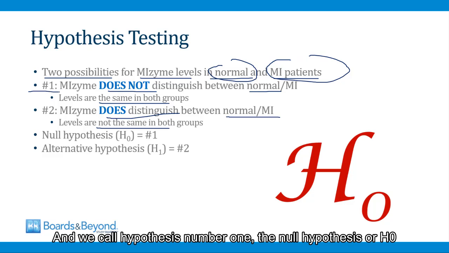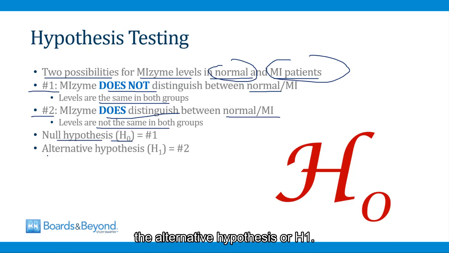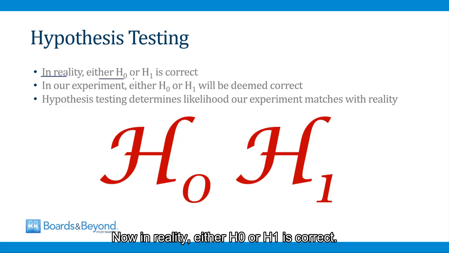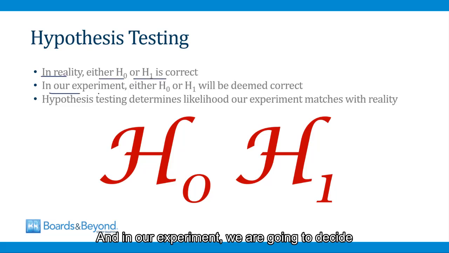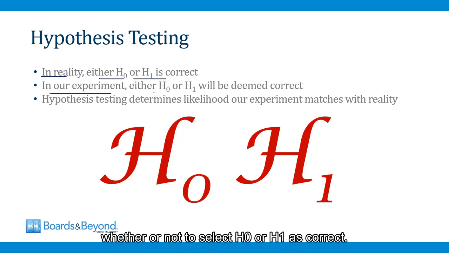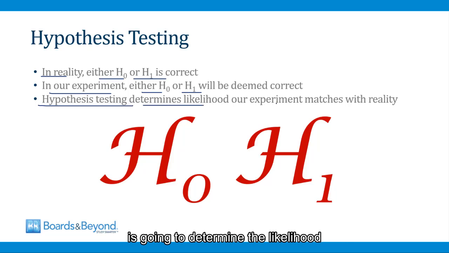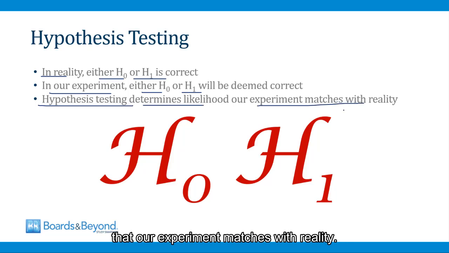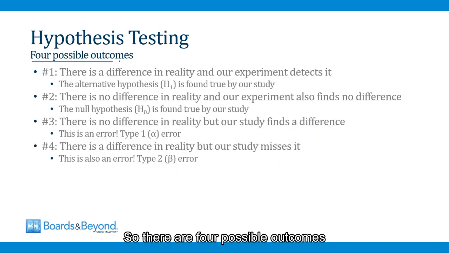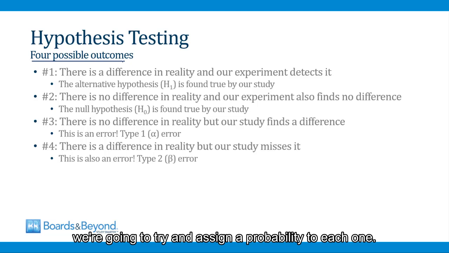And we call hypothesis number one the null hypothesis, or H0, and we call hypothesis number two the alternative hypothesis, or H1. Now in reality, either H0 or H1 is correct. And in our experiment, we are going to decide whether or not to select H0 or H1 as correct. And once we've done this, hypothesis testing is going to determine the likelihood that our experiment matches with reality. So there are four possible outcomes for how our experiment matches with reality, and through hypothesis testing, we're going to try and assign a probability to each one.